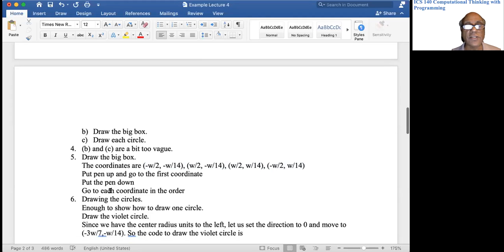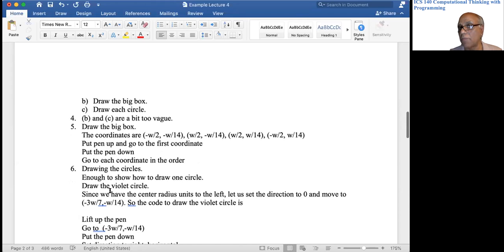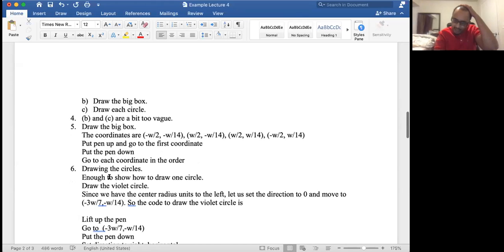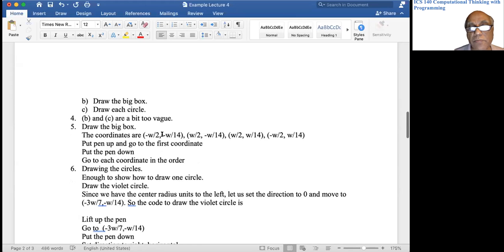How about drawing the circles? Well, the circles are a pain to some extent, with understanding how circles work. I still don't get why it's 14 when it's 7. Look at this: minus W divided by 14 is the lower part of it, and this is W divided by 14. So the difference between these two would be W divided by 7. If you subtract minus W divided by 14 from W divided by 14, you get the height. That would be 2 times W divided by 14, which is W divided by 7.